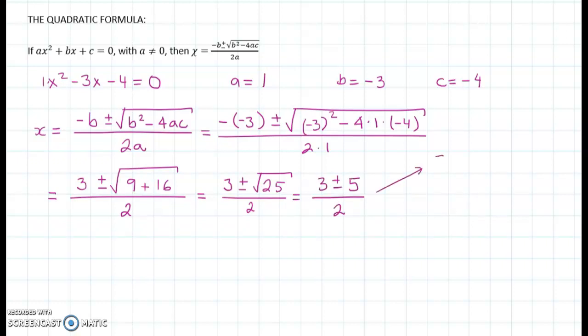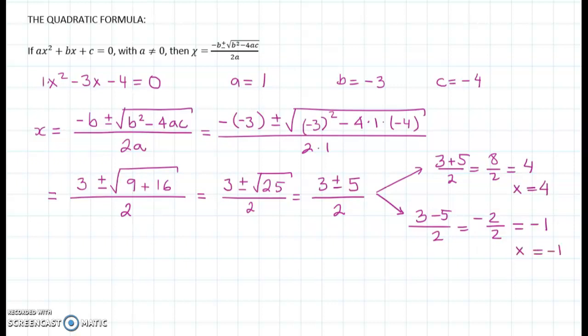So this could be 3 plus 5 divided by 2, which means 8 divided by 2, which gives us the result 4. Or it can be 3 minus 5 divided by 2, so this will be negative 2 divided by 2, which is negative 1. So we are getting the possible solutions of x equals 4 or x equals negative 1. And those are the two solutions that we found.